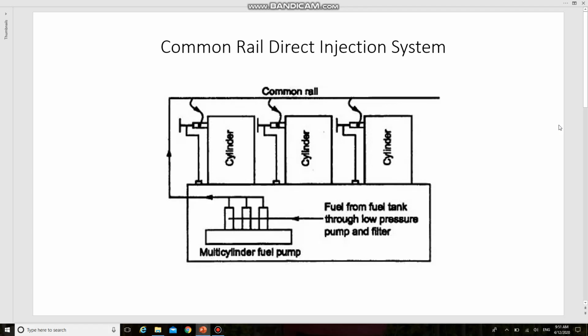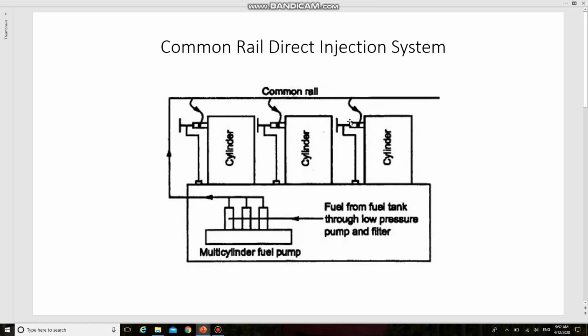Okay, let us see the construction of CRDI. It has a high pressure fuel pump, which is a multi-cylinder high pressure fuel pump, a common fuel rail, injectors and engine control unit, ECU. A common rail system consists of a pressure accumulator called the common rail, or in simple words it can be termed a fuel distribution pipe, which is mounted along the engine block.